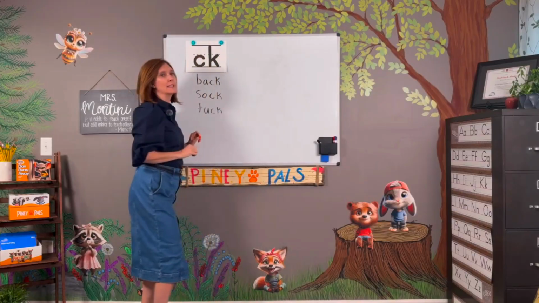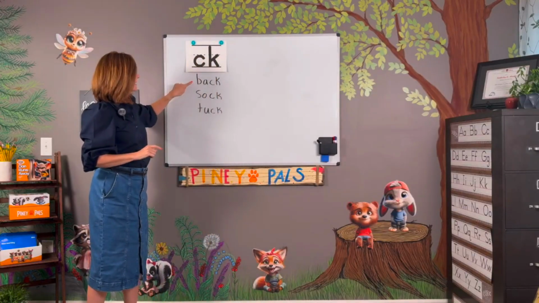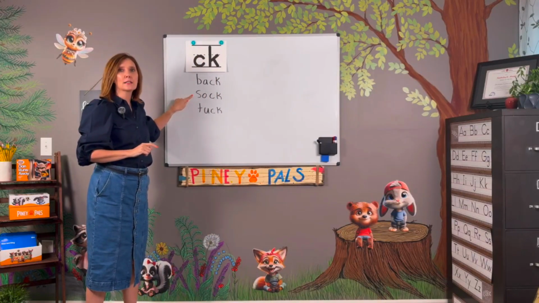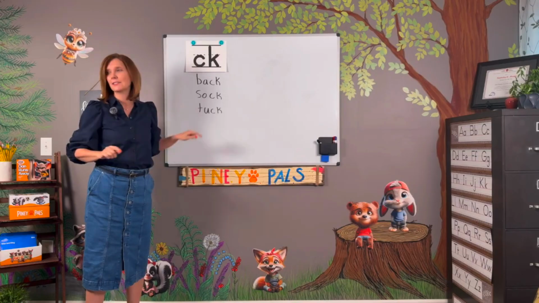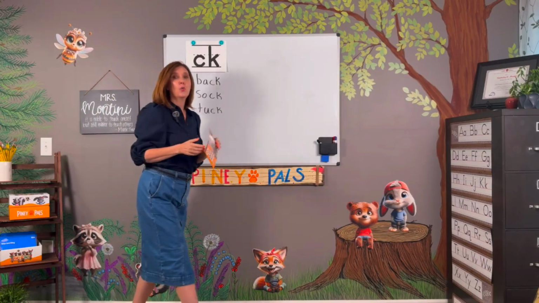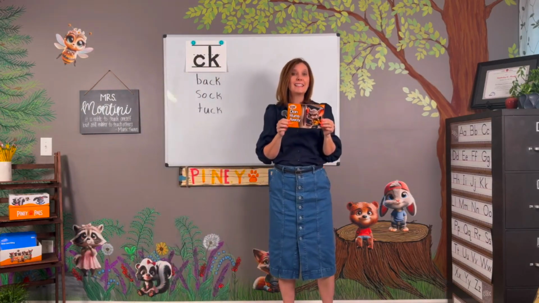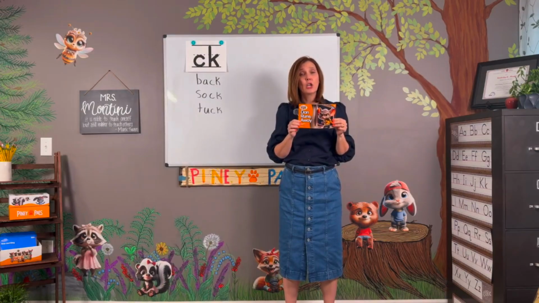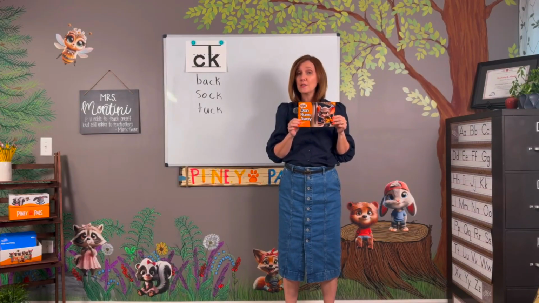Let's go ahead and read these words. Back, sock, tuck. When you read the book, Dan Runs Away, you will get to see digraph CK. When you see that, you know that it makes the k sound.